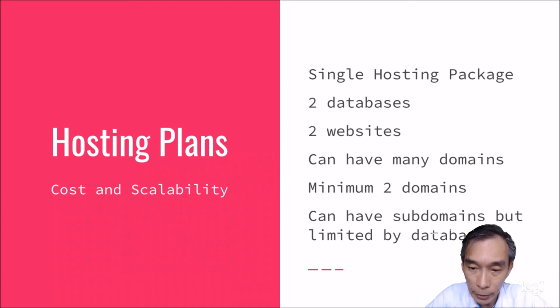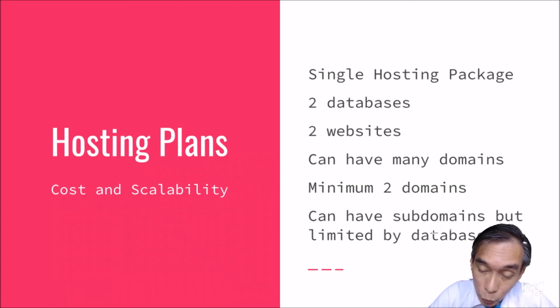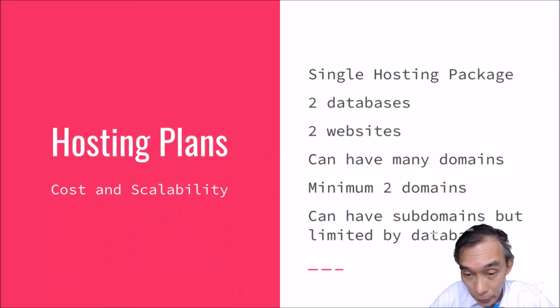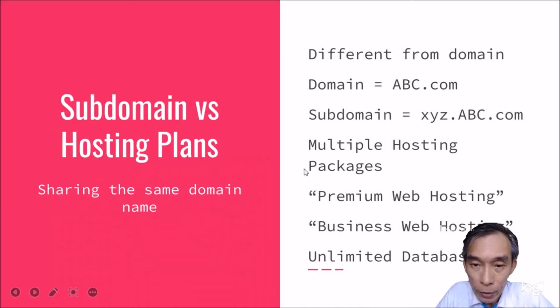Right, so for this hosting plan in Hostinger, the single hosting package is actually 2 domains or 2 databases. This means to say you can have 2 domains, or you can have 1 subdomain and 1 domain. A subdomain is having the same domain name, but you park it as a subdomain. One example: abc.com, you park a subdomain xyz.abc.com. That is a subdomain. A domain is abc.com, a subdomain is xyz.abc.com.